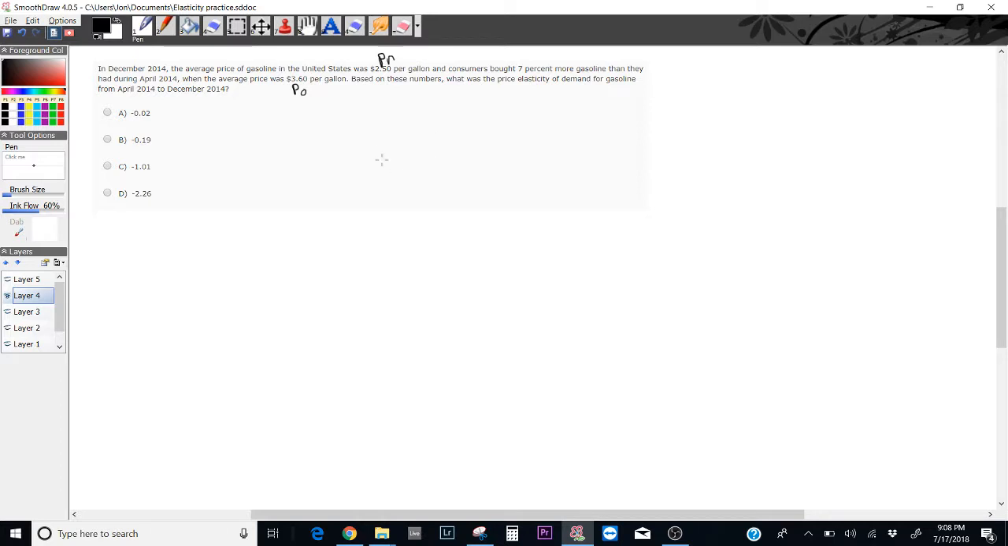Now we can use our formula. ED is equal to the percentage change in quantity demanded over the percentage change in price. Now we do have our percentage change in quantity demanded, but we don't have our percentage change in price. So what I would do is use our midpoint formula. But what we can do is substitute in this 7% right here for that percentage change in QD.